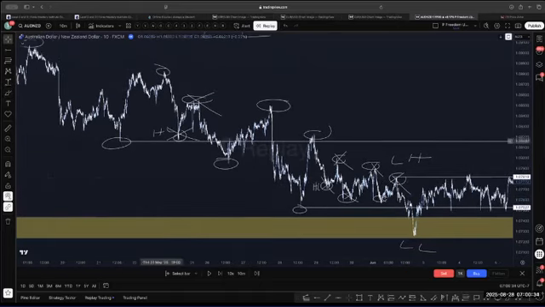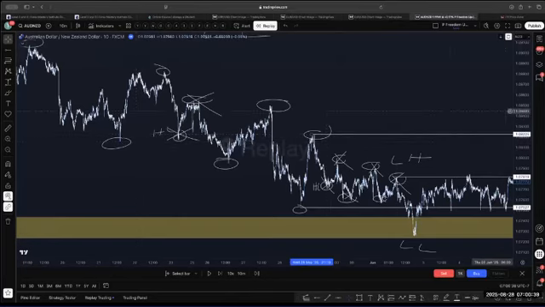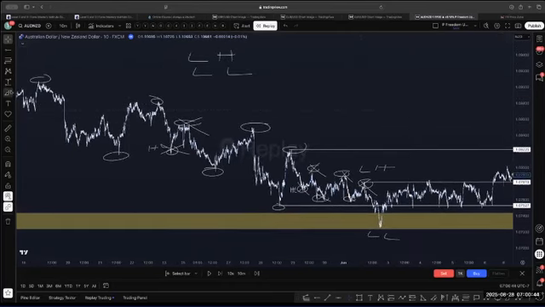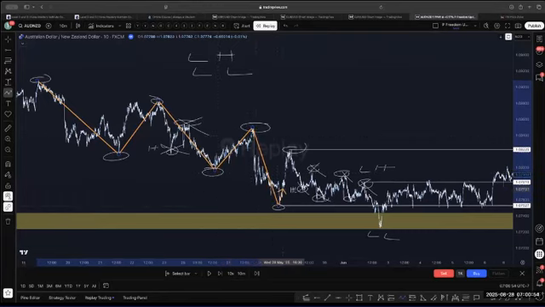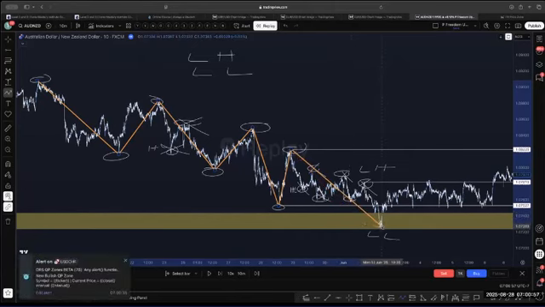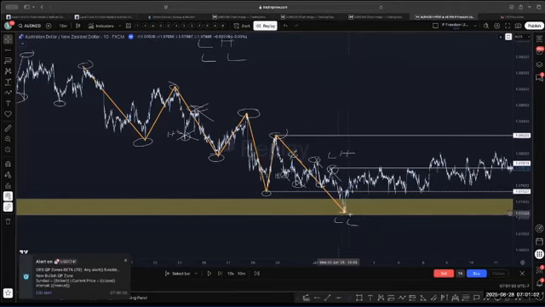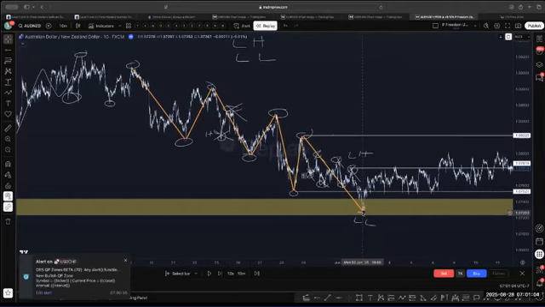The reigning champion is sitting right here. This is our impetus level. High, low, lower high, lower low, lower high, lower low, lower high, lower low. This is the lowest high that made the lowest low.